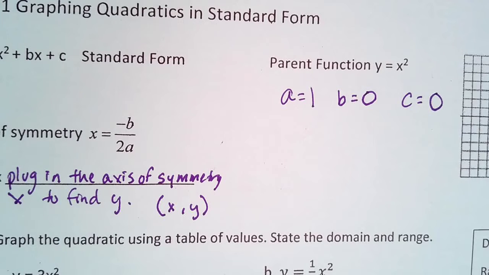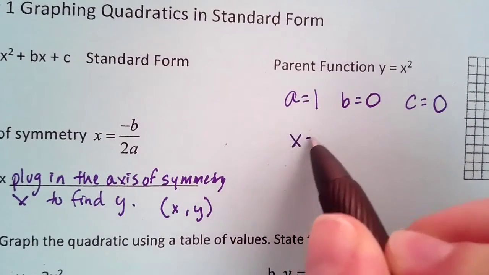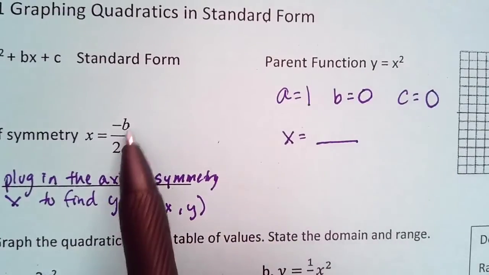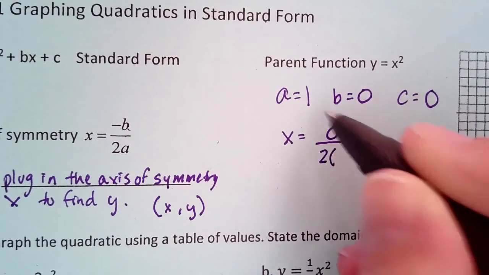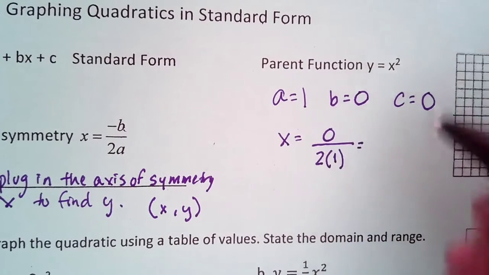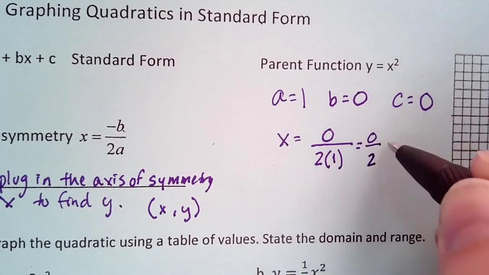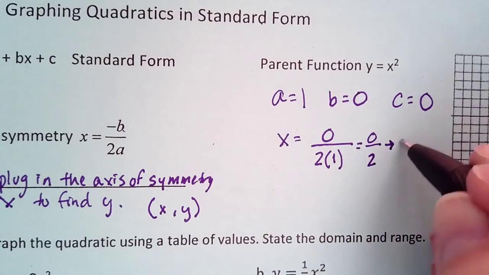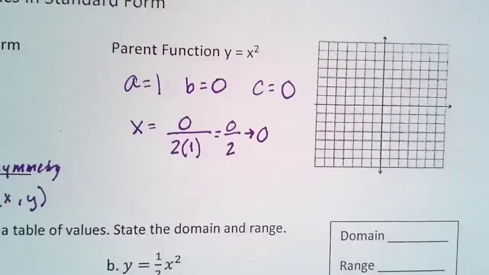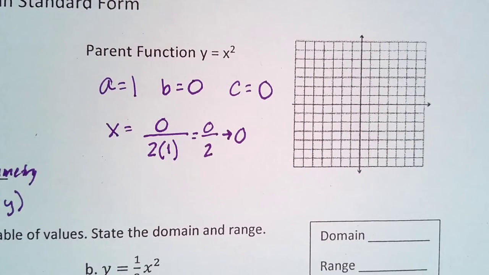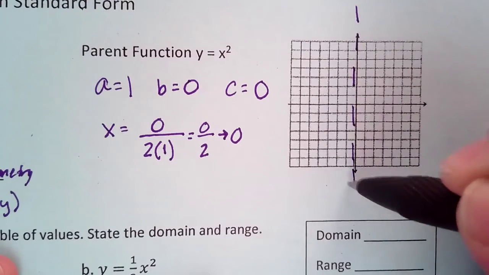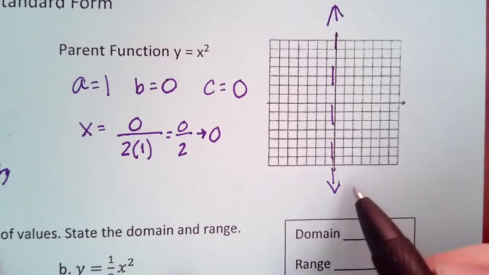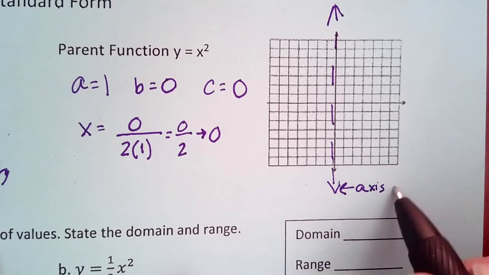So if I wanted to find my axis of symmetry, where this thing turns around, I would do x equals the opposite of b, so opposite of 0 is still 0, over 2 times a, which is 1. So it's 0 over 2. 0 divided by anything is 0. That tells us our axis of symmetry, so where the mirror image is happening, is right on this y-axis. Maybe we label this axis of symmetry.